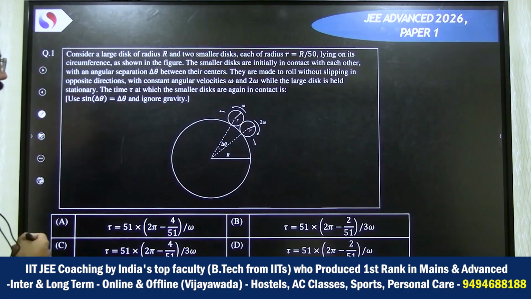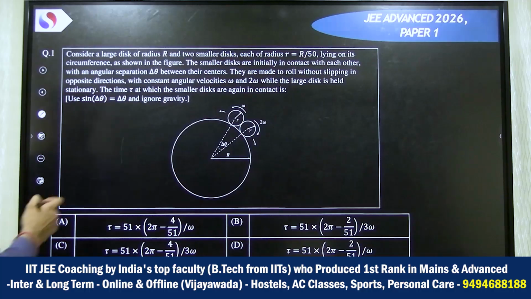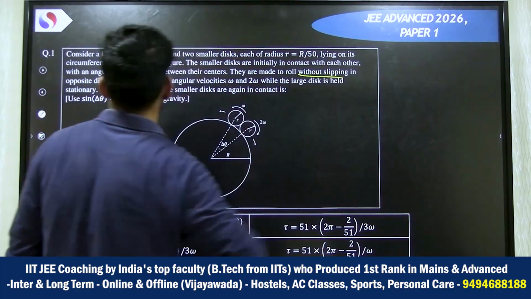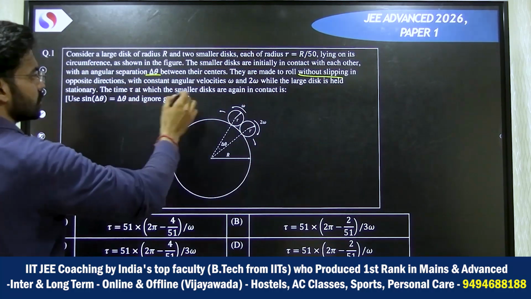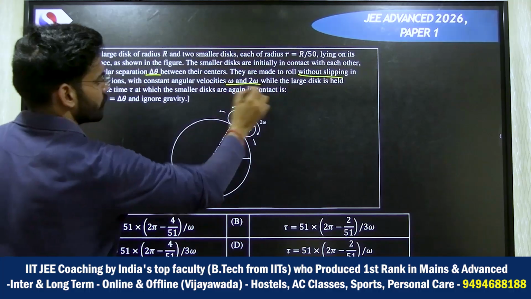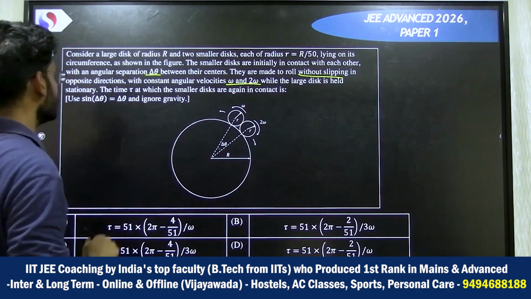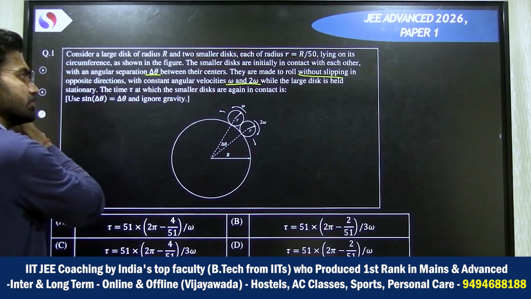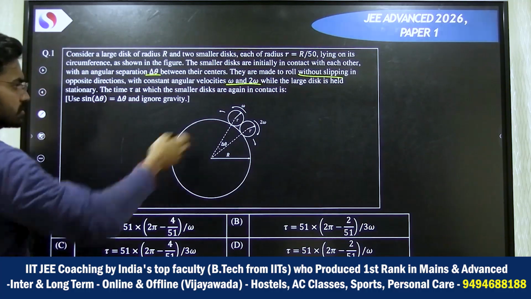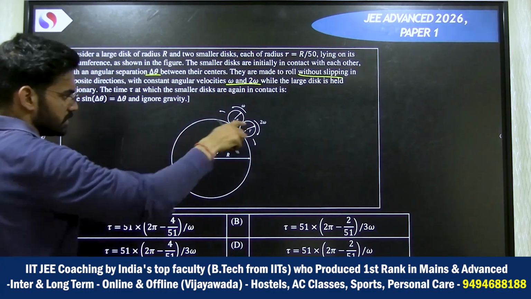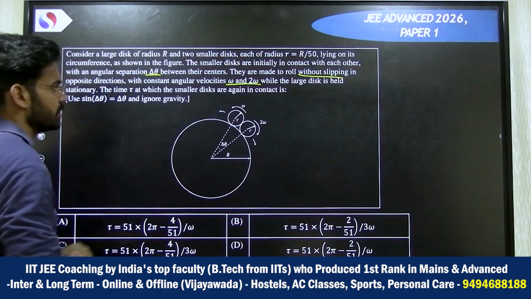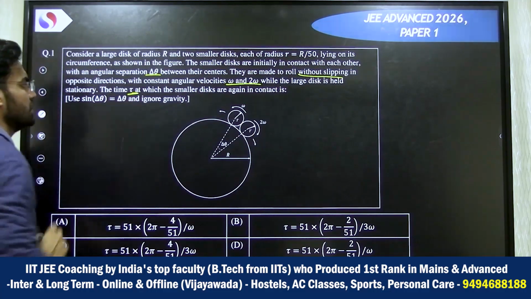They are made to roll without slipping, remember, without slipping, in opposite directions with constant angular velocity omega and 2 omega, while the large disk is held stationary. So this is stationary, very good. The time tau at which the smaller disks are again in contact: this will roll and come this side, and this will roll and come this side, and somewhere they will meet. How much time it took, that he is asking.